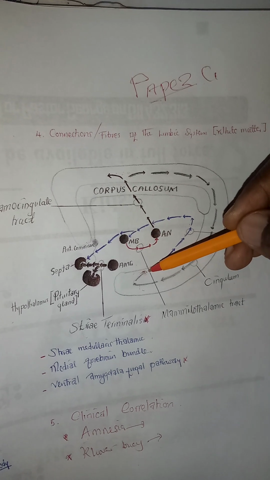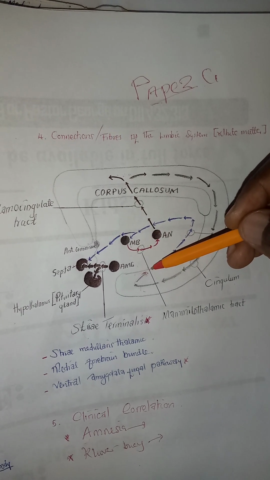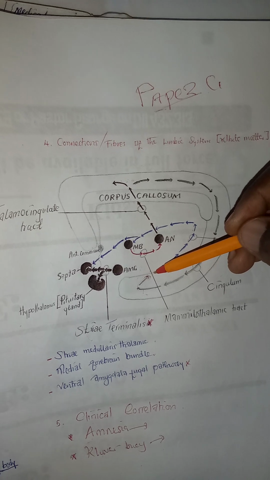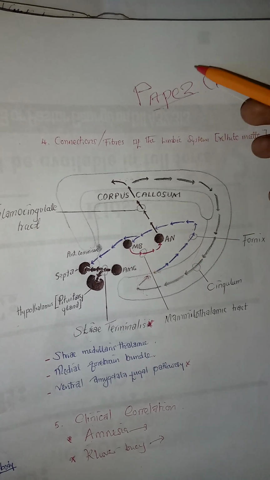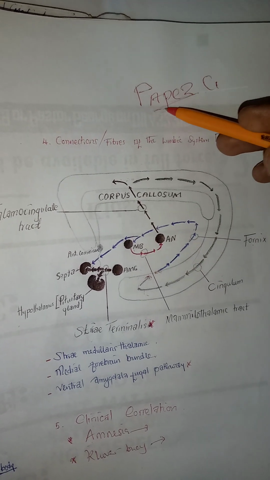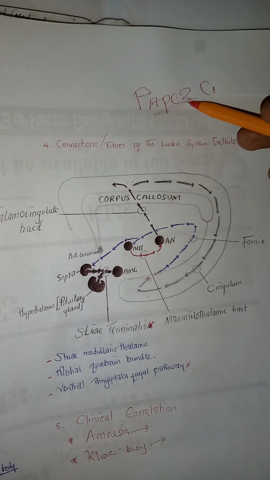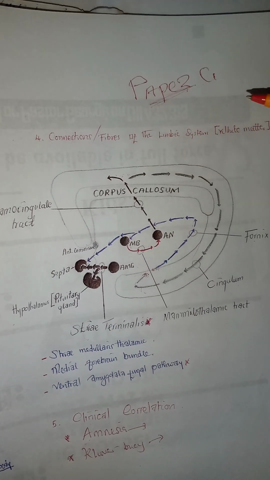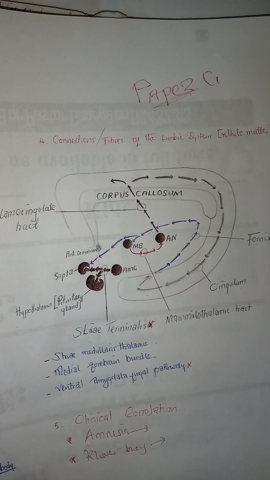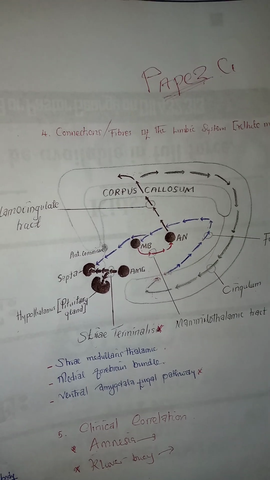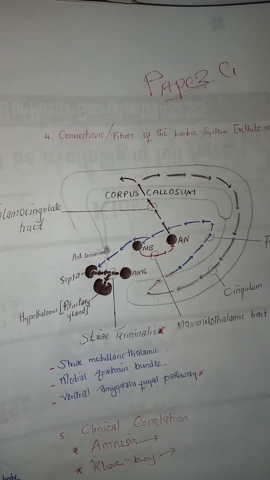What you notice is that we started with the hippocampus and we ended with the hippocampus. This is what is called the Papez circuit. The Papez circuit is basically involved in episodic memory. Episodic memory is a long-term memory.